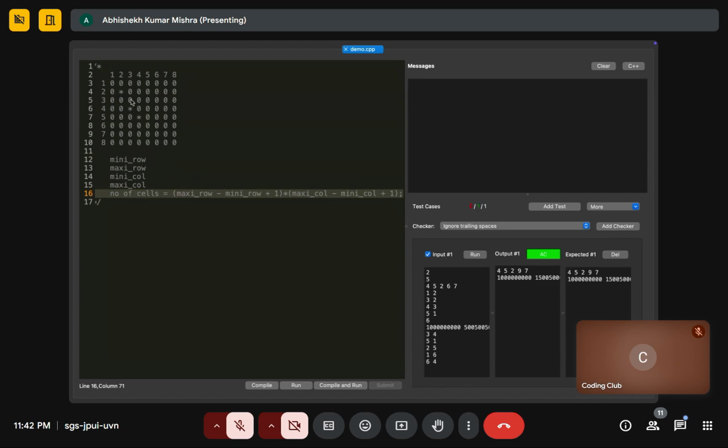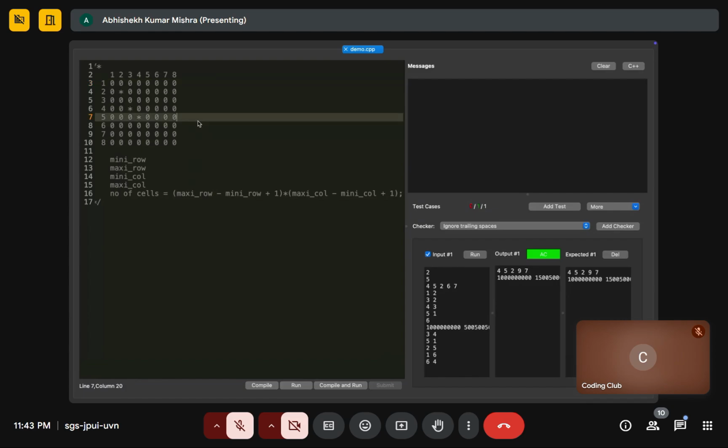How did I get this formula? This is quite a simple observation. Let's suppose for this and this monster, what is the minimum row? Minimum row is 2, and maximum row is 3. What is the minimum column? Minimum column is 2 and maximum column is 5. So 5 minus 2 plus 1 is 4, and in case of row, 3 minus 2 plus 1 is 2. So we can see 2 is the length and 4 is the breadth: 1, 2, 3 and 4. So this is how we can calculate the area.